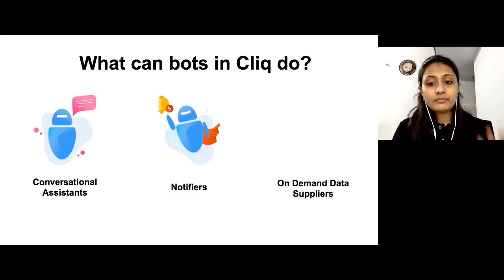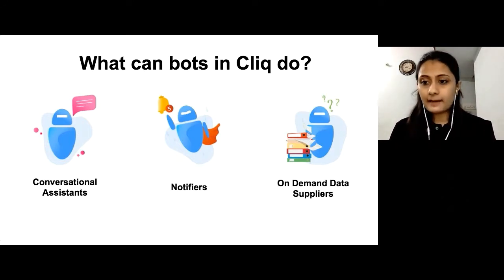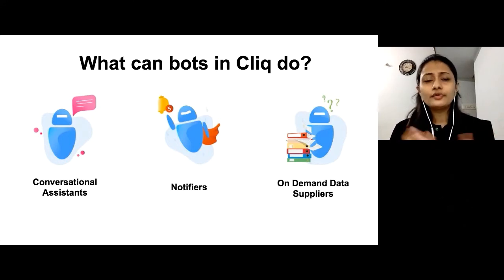And finally, bots can also act as on-demand data suppliers. Which means that whenever you need some data, say you need to talk to your colleague about the recent marketing campaign that you just launched, and you need to pull up the campaign reports. You can have a bot that will pull up all this information right when you're having the conversation. So you don't have to switch between tabs and switch between contexts.